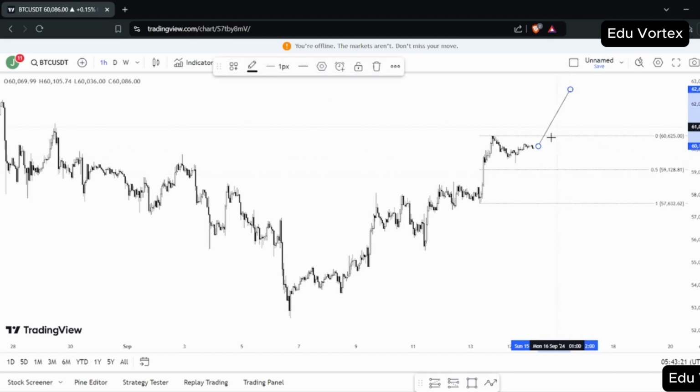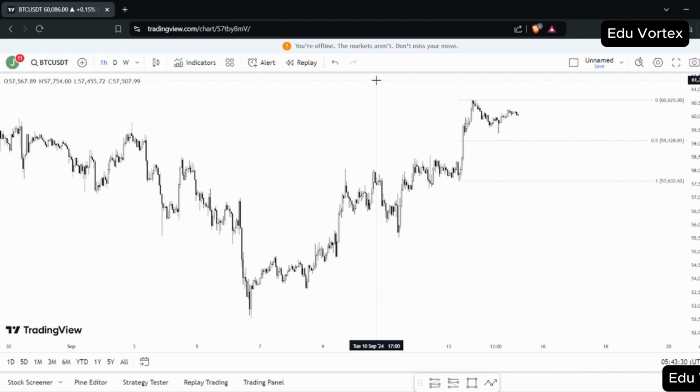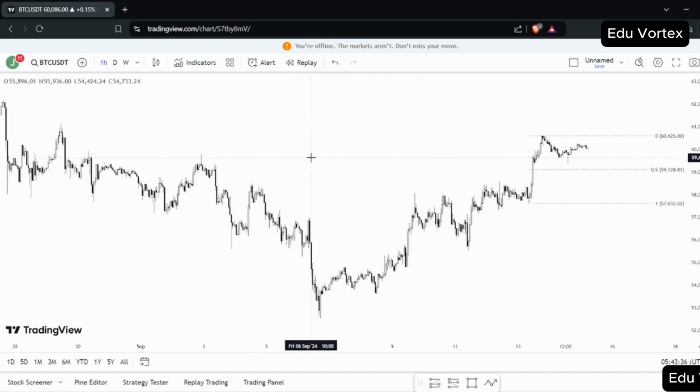If it continues higher, we'll just look for the new structure. Once we have the new structure, we enter the trade, right? That's what we're looking for. Now, in the short side, we're looking for the opposite.